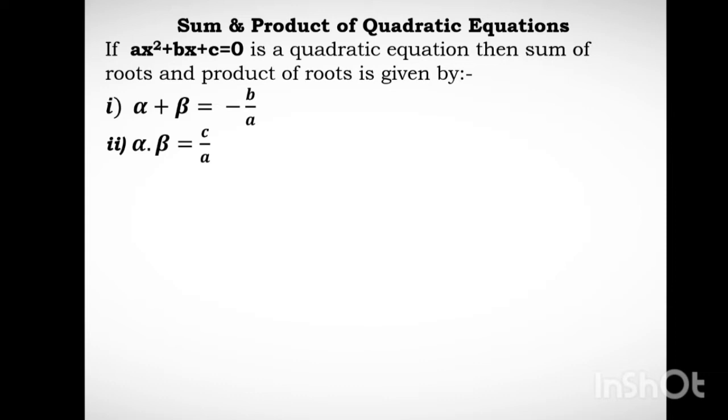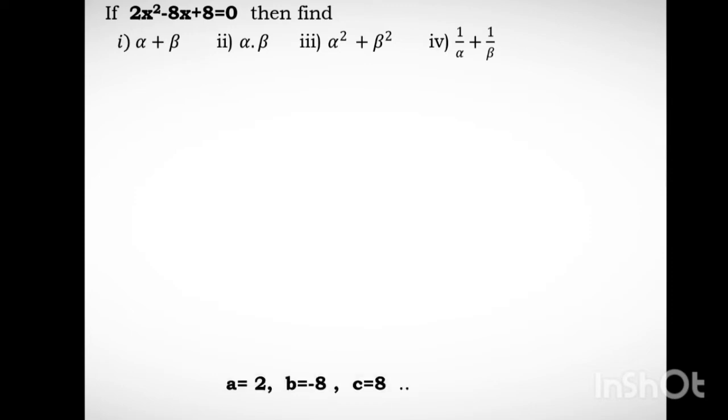Okay, let's go ahead and take one of the examples. We have the equation 2x square minus 8x plus 8 is equal to 0. Given that, we need to find these four unknowns: first, the sum of the roots alpha plus beta; second, alpha into beta, the product of roots; third, alpha square plus beta square; and fourth, 1 upon alpha plus 1 upon beta. First we need to find the values of a, b and c from the given quadratic equation. So a is equal to 2, b is equal to minus 8 and c is equal to 8. Let's substitute in the above formulas and solve the problems.